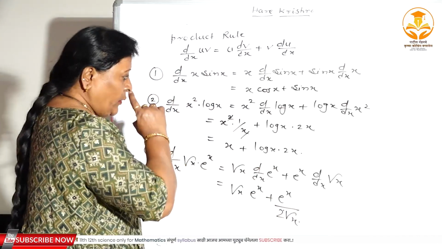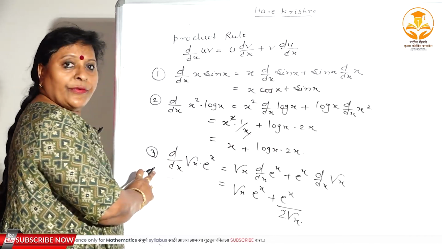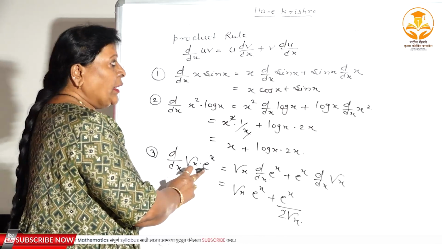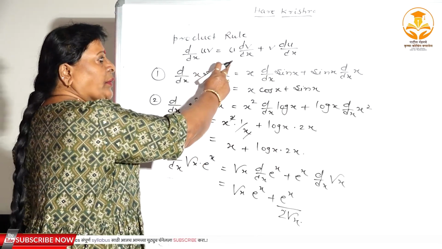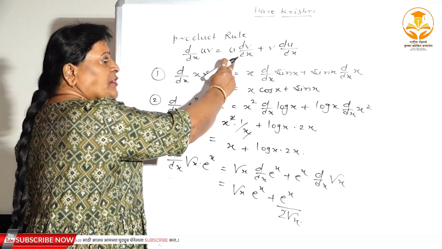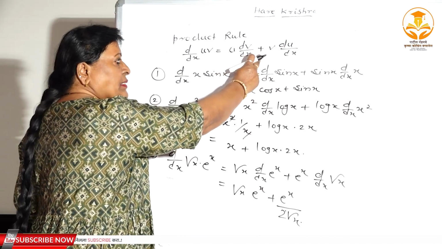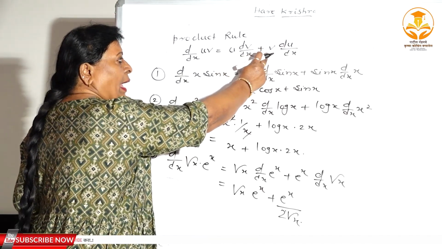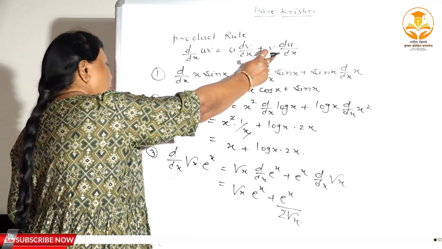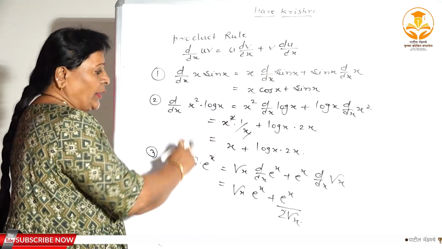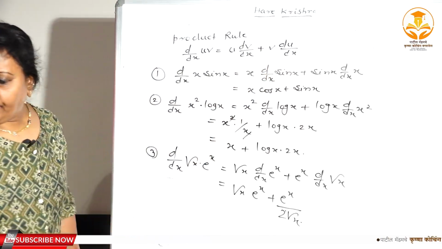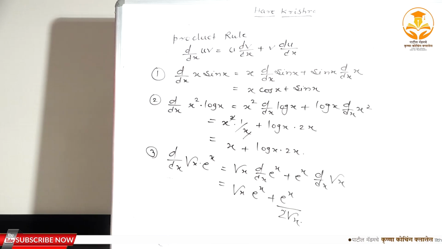In this way, we can apply the product rule. If there is a product of two functions, then strictly you have to apply the product rule. In the product rule, the first function remains as it is, take the derivative of the second function, give the plus sign. Again, the second function remains as it is, and take the derivative of the first function. Isn't it? So in this way, you can do this. Again, I will take more problems here.